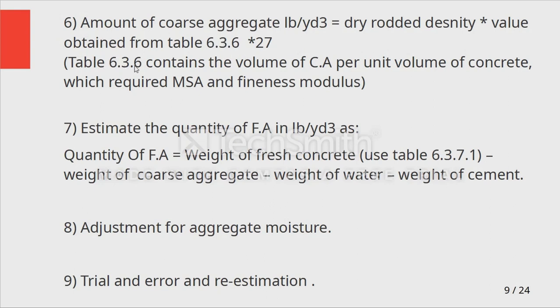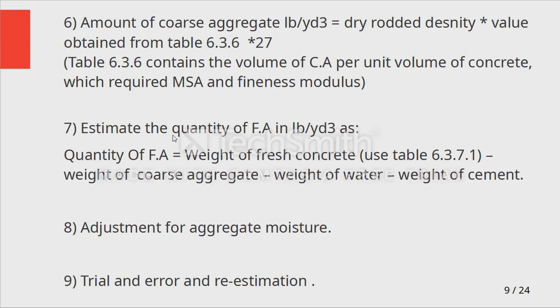Table 6.3.6 contains the volume of coarse aggregate per unit volume of concrete, which requires the maximum size of aggregate and fineness modulus. So you need to know the fineness modulus of fine aggregate and the maximum size of aggregate in order to obtain that value, which you will be using in this formula basically.